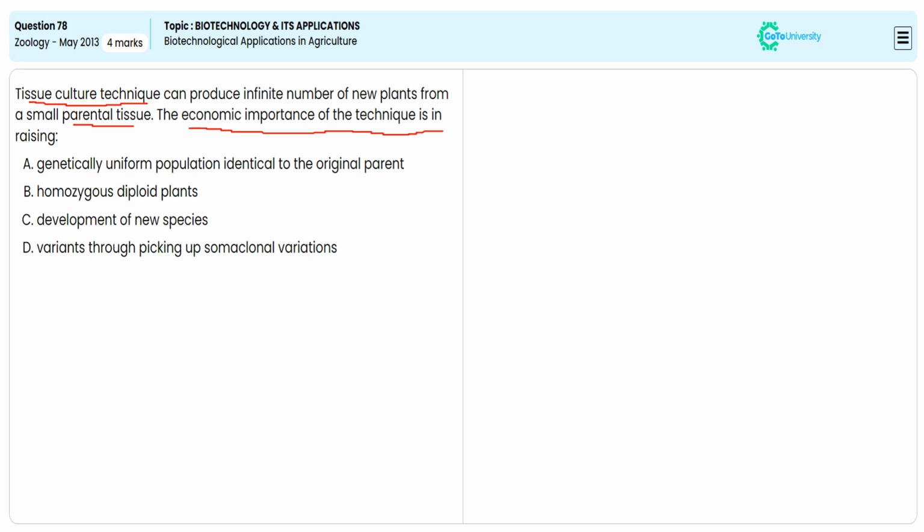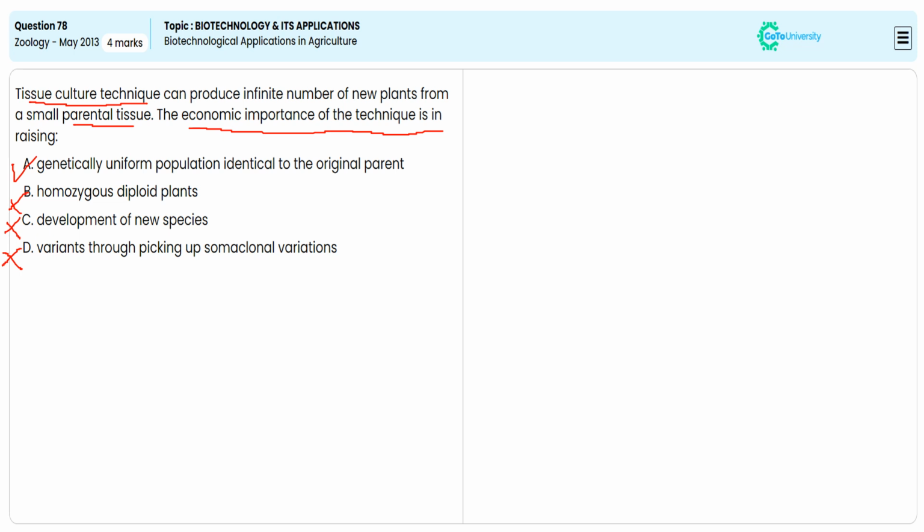Here in this particular option, we are avoiding B, C and D. Why? Because they are not exactly matching the economic importance, and we are choosing option E as a correct answer. Why? Because a genetically uniform population is identical to the original plant. Why? Because only one parent is involved. It is exactly inheriting the parental character.